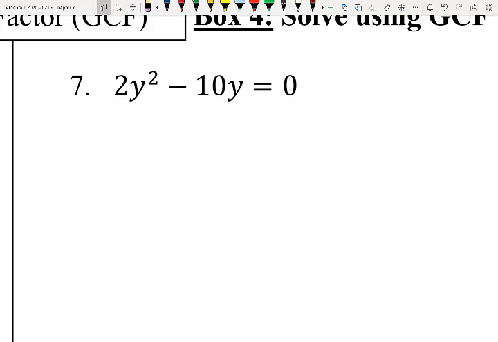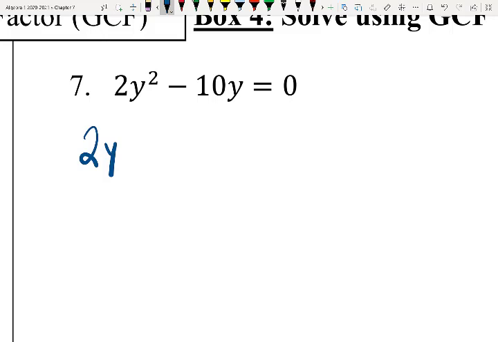So in number 7, 2y squared and negative 10y, my GCF between 2 and negative 10 is definitely 2. They're both even numbers, so they have a 2 in common. And looking at my variables, they also both have a y in common. So I can have 2y as the GCF.